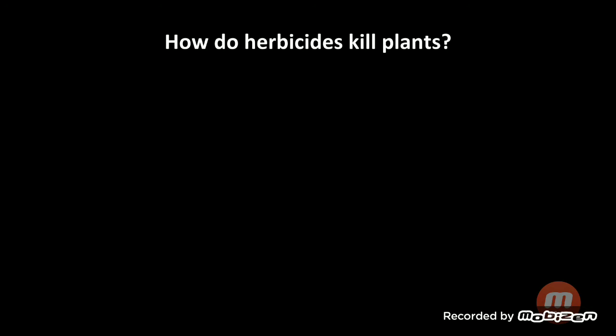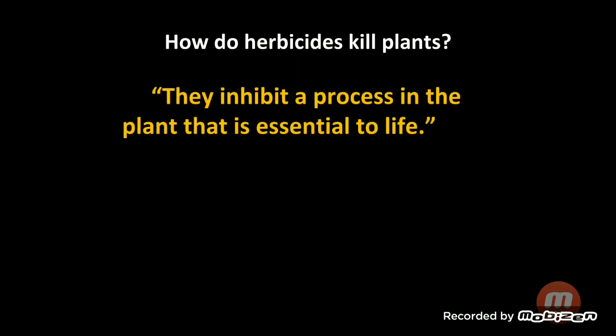How do herbicides kill the plants? That we want to know. Basically they inhibit a process in the plant that is essential to life. They go inside the plant, they are absorbed inside the plant and they stop certain essential processes, and that is why the plant cannot complete its growth further and it will die. They inhibit a process in the plant that is essential to life.